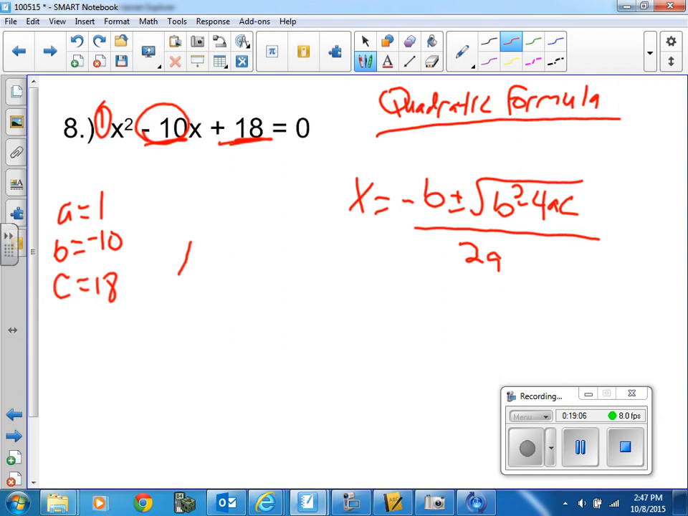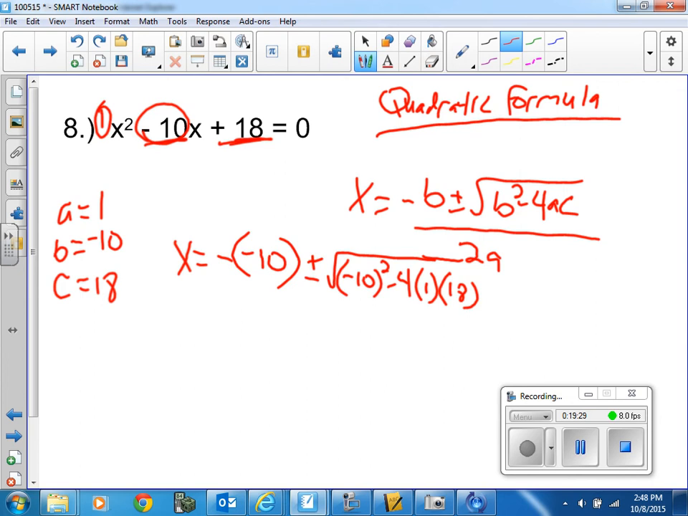So I'm going to have x equals negative. Now, it's the negative of -10, or the opposite of -10. So be careful with that. Plus or minus the square root of b squared. So our b is -10. Minus 4 times a, which is 1, times c, which is 18. All of that over 2 times 1.